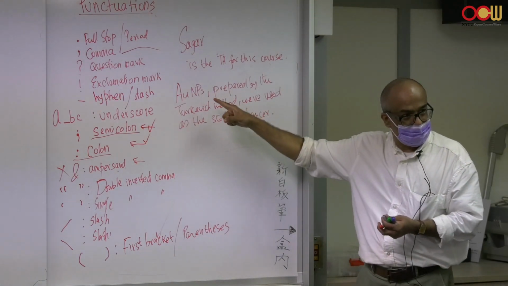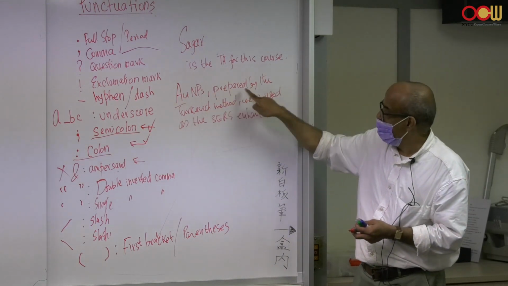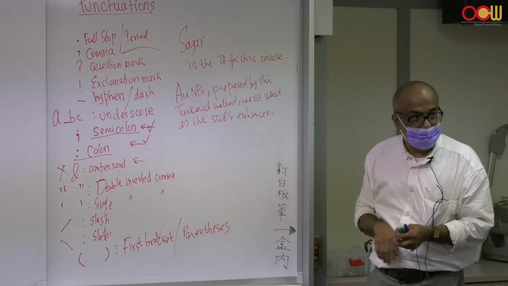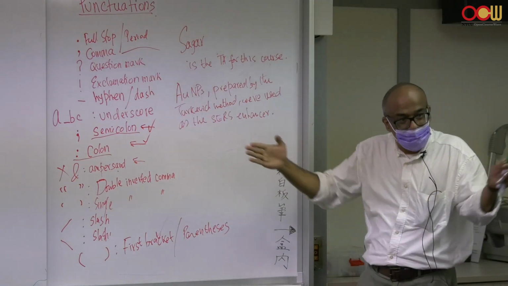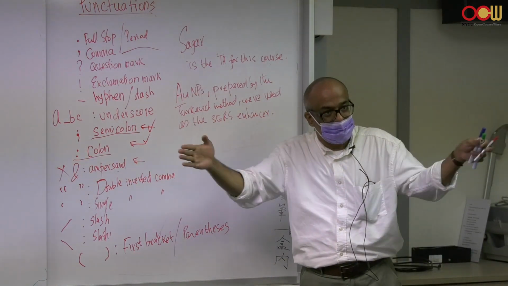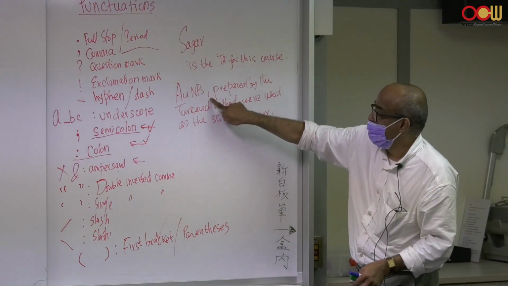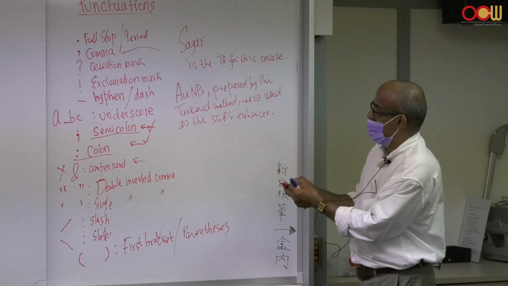Gold nanoparticles, prepared by the Turkevich method, were used as the search enhancer. This will make your writing smaller and smaller. Okay? So learn how to use these two commas together.